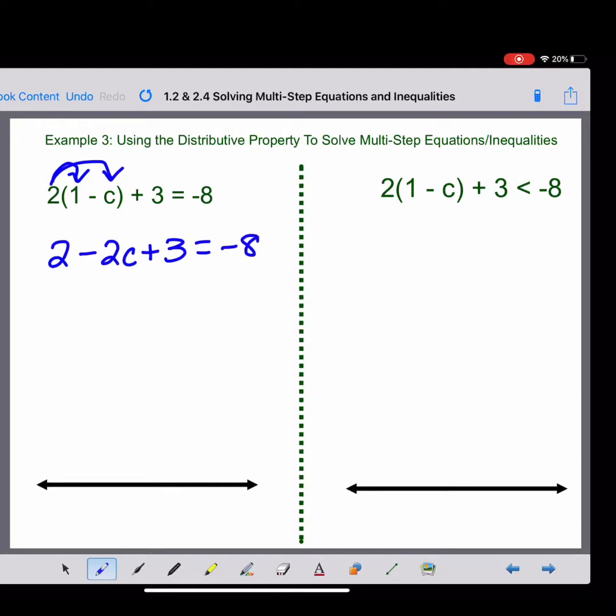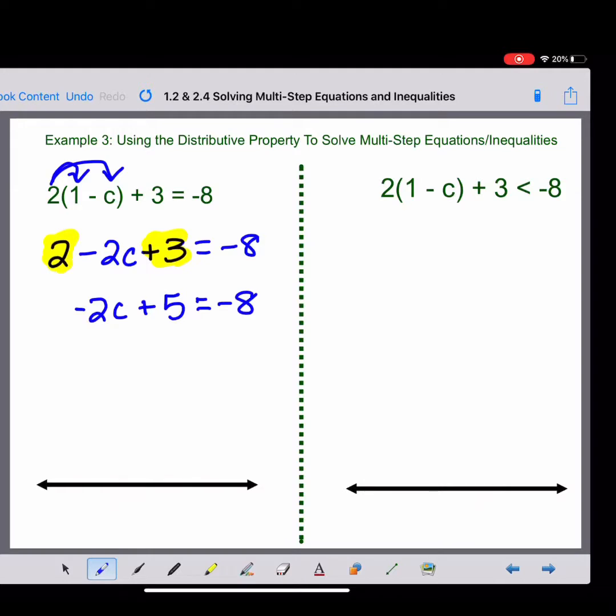Now we're going to use what we just learned in our last example. We're going to combine like terms. We can put together the 2 and the 3 because they're both constants. So 2 and positive 3 combine together to make 5. My negative 2c drops down, and that equals 8.